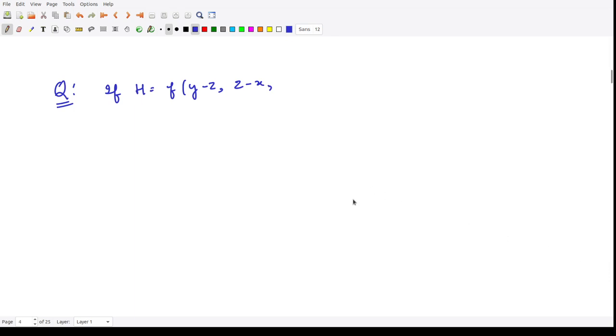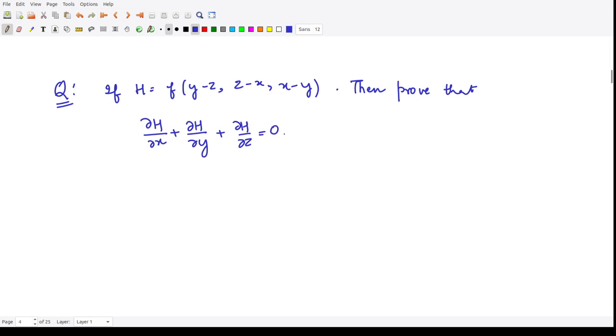Okay, so we have this question: if h is a function of y minus z, z minus x, and x minus y, then we have to prove that del h by del x plus del h upon del y plus del h upon del z is equal to 0. So this is the question. Now let us see the solution for this.